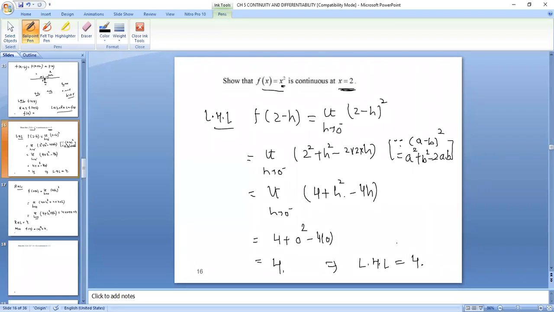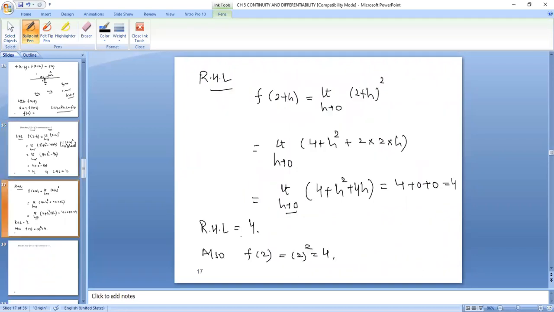So left hand limit is equal to 4, right hand limit is equal to 4, and the value of the function is also 4. So we will write, since left hand limit is equal to right hand limit is equal to f of 2, therefore the function is continuous, right? This way we will prove the continuity of the function.